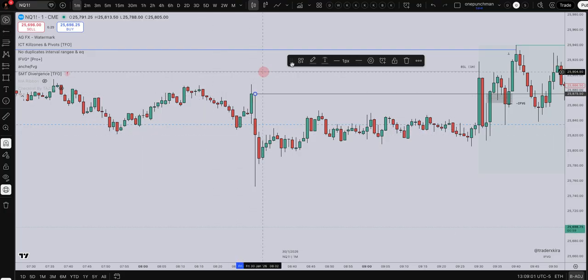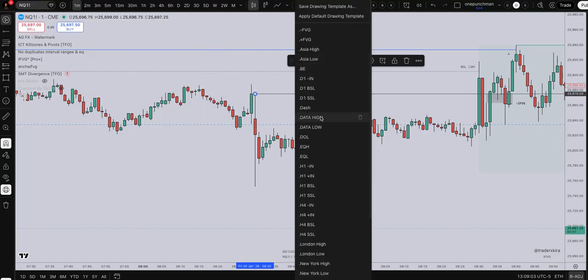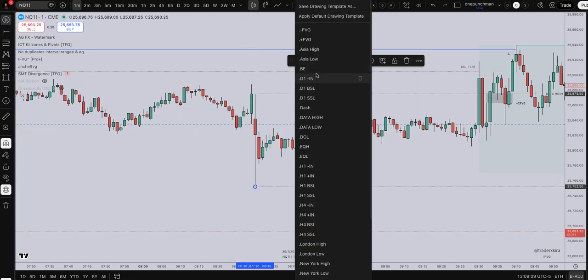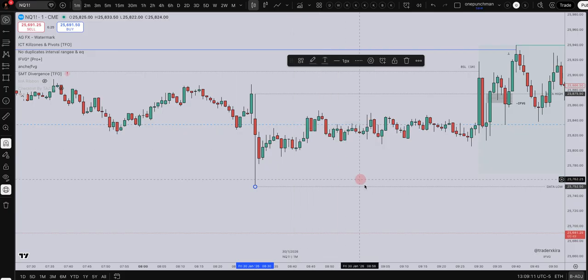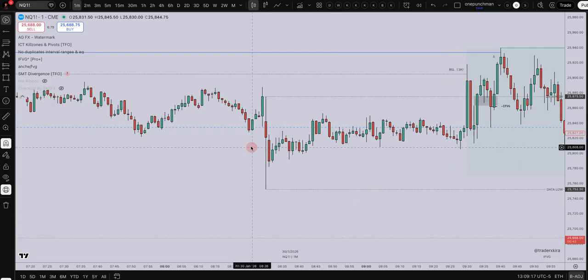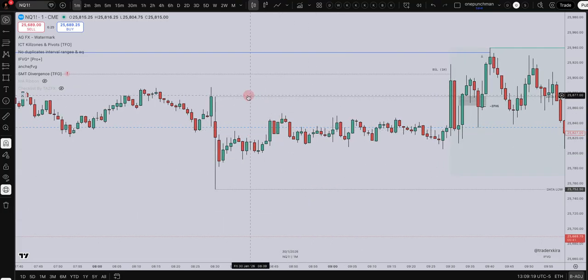So you have a high here, which I have marked here as data high, and then we have a low here, just marked as data low. And the whole point of playing a data candlestick is you're looking for one end to get swept, and then you're targeting the other side.